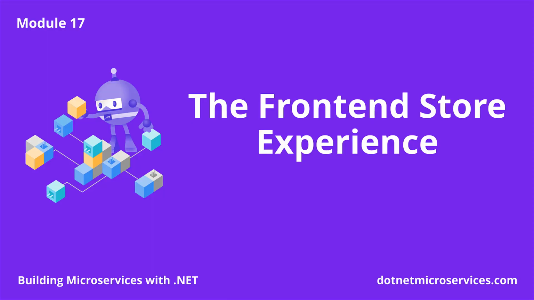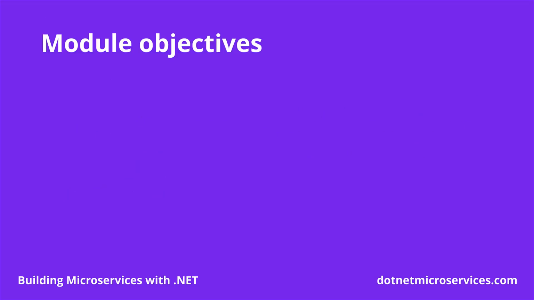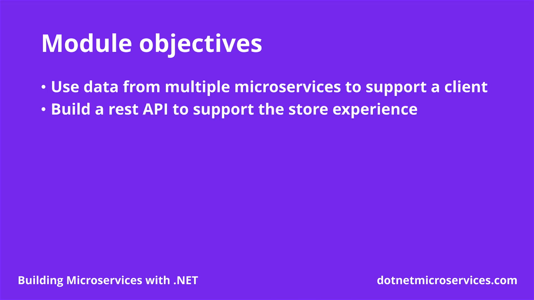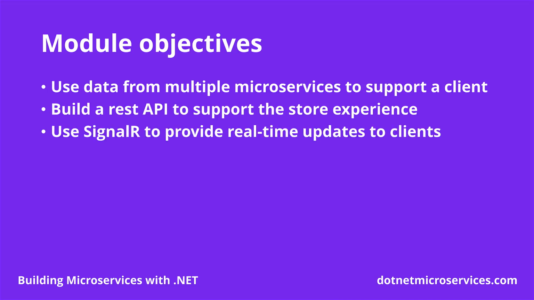In this module, you will enable the end-to-end purchase scenario in an updated version of the front-end portal that will make use of a new REST API and real-time updates via SignalR. By the end of this module, you will have a solid understanding of the following: how to use data from multiple microservices to support a client, how to build a REST API to support the front-end store experience, and how to use SignalR to provide real-time updates to clients. Let's get started.